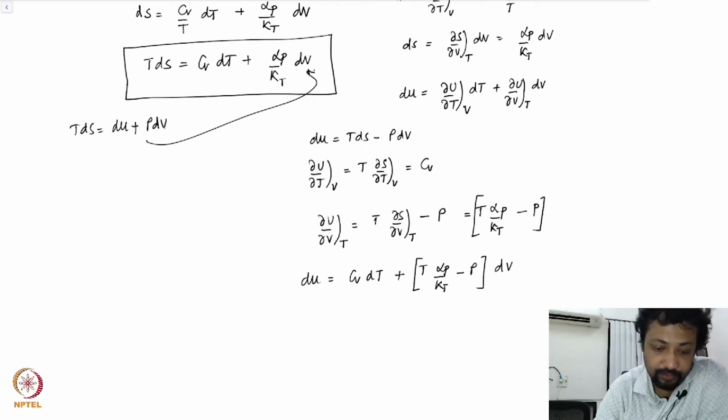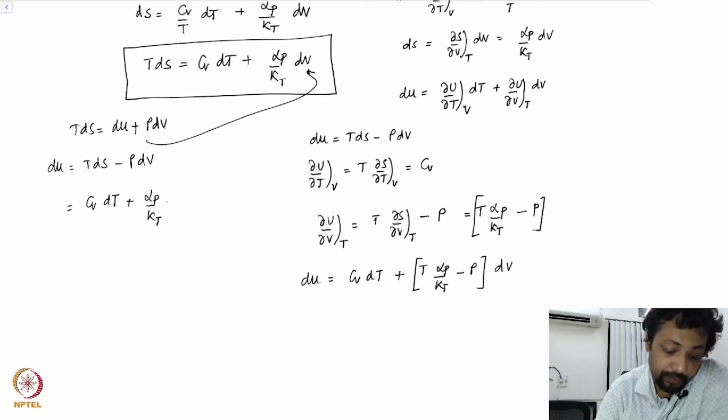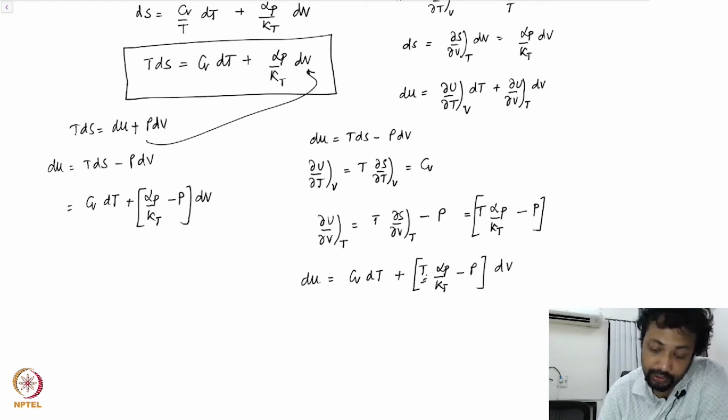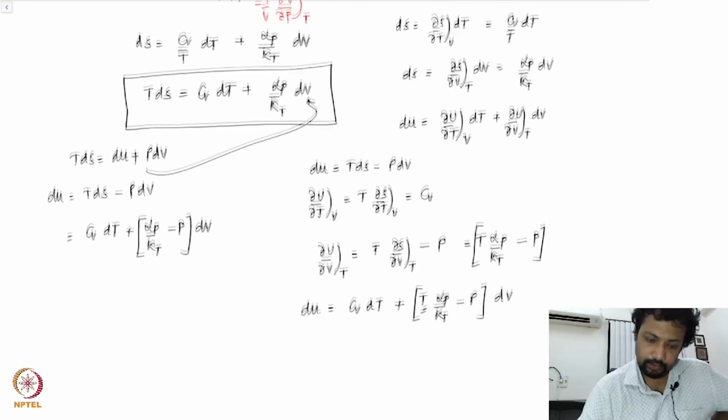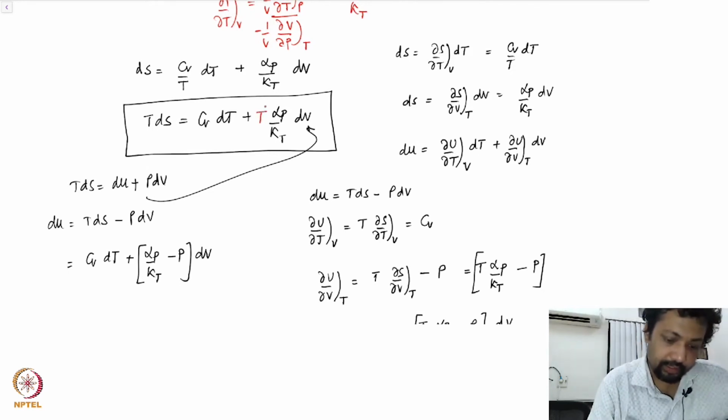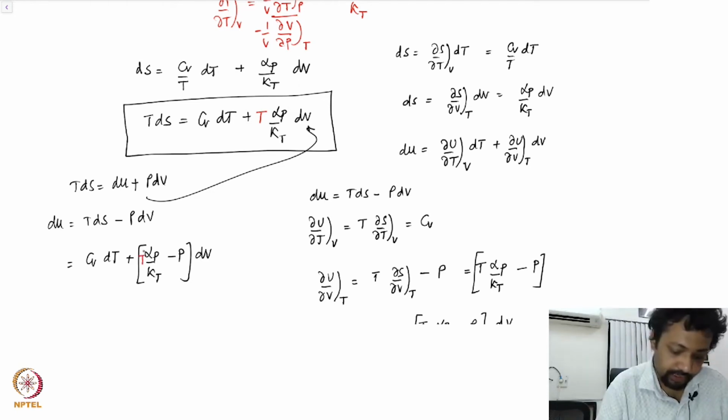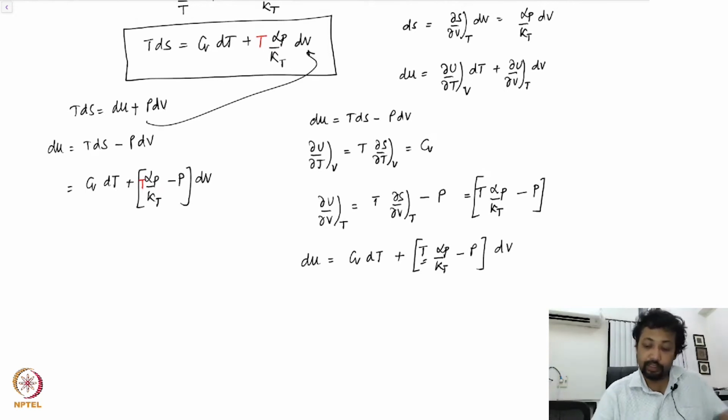So this just adds to this, but I should have somewhere a plus sign, because dU is TdS minus P dV, which is equal to Cv dT plus alpha P over kappa T minus P dV. This T factor should not come anywhere, so one has to check. Right, so there has to be a T factor here. The T factor comes in when you're multiplying throughout by T, so this is correct, T alpha P kappa T minus P. So it is consistent.